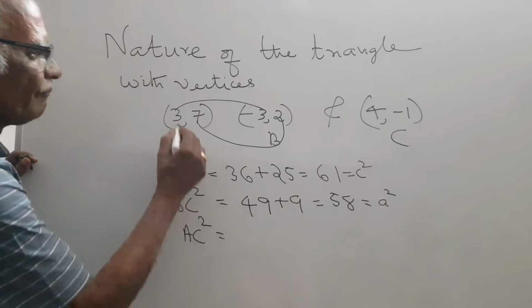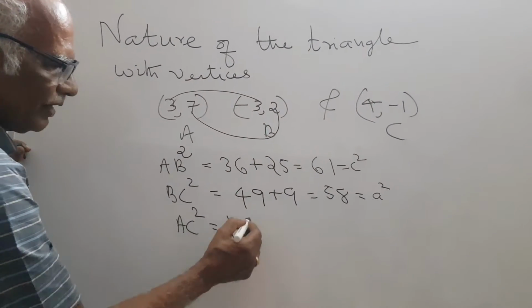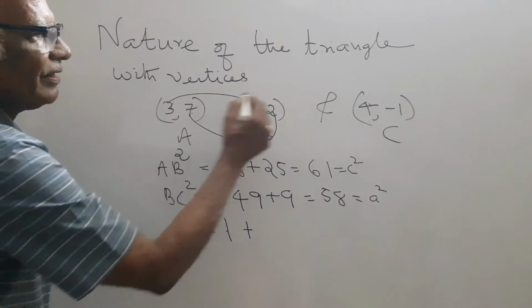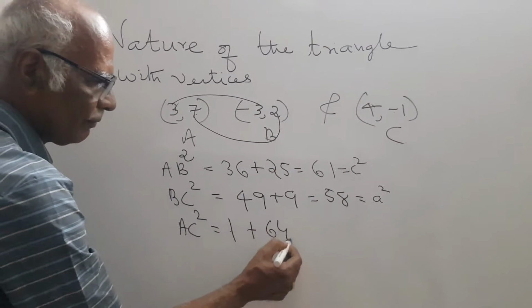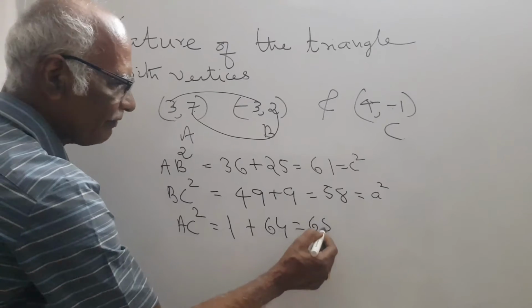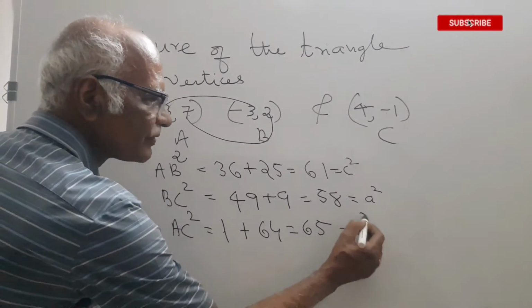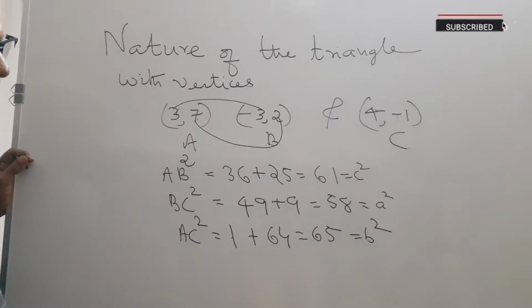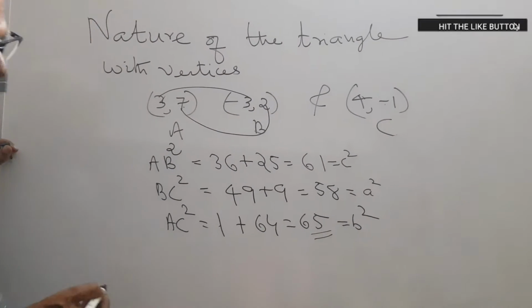AC square. 3 minus 4, or 4 minus 3, is 1. Square is 1. 7 minus (-1) is 8, square is 64. So you are getting 65. AC square is b square. So of these, 65 is the largest.